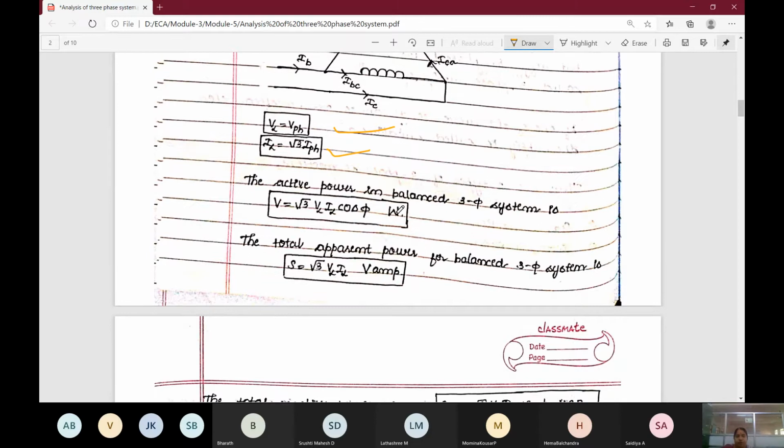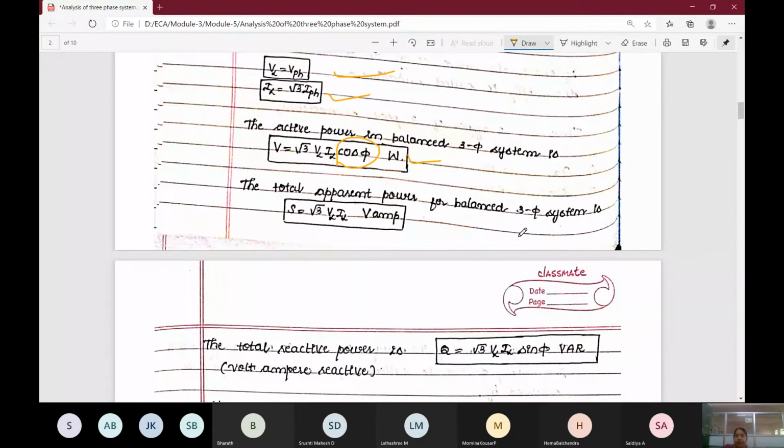So these are the two formulas, and the formula for active power. I'm putting all of this for balanced. The active power in a balanced three-phase system is P is equal to root 3 VL IL cos phi, in watts. So to find out this cos phi, we have to draw the phasor diagram. That is to find out the active power.